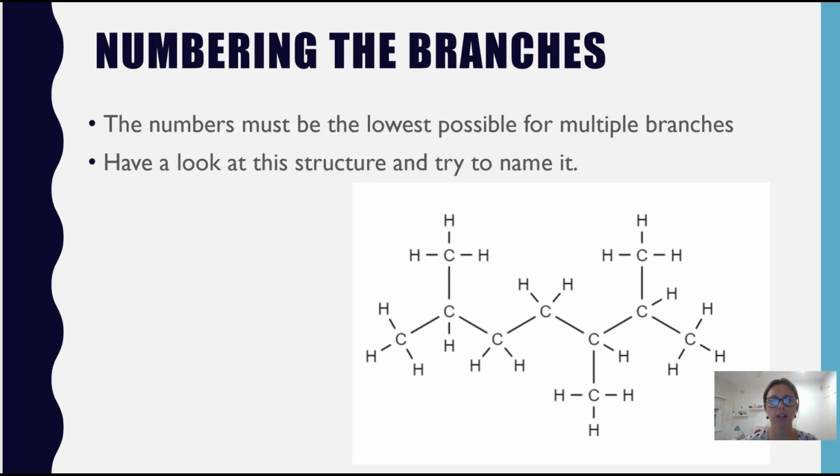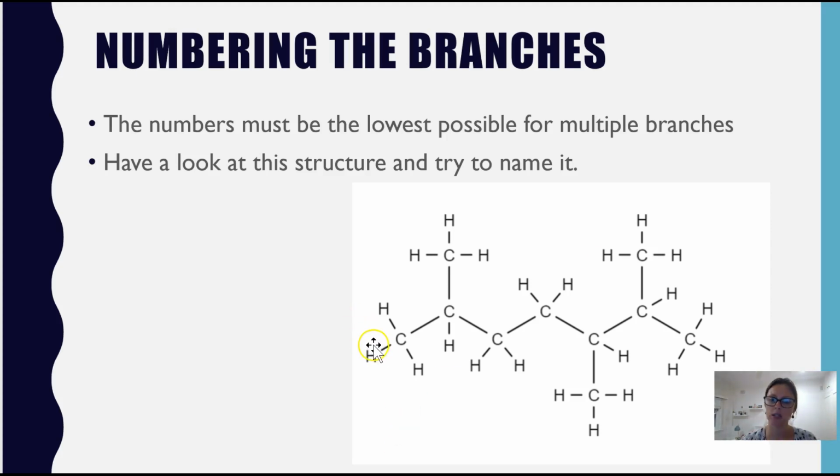So again, we're looking for our longest carbon chain. We have got 1, 2, 3, 4, 5, 6, 7, which would indicate heptane. We have got a one carbon chain off here, another one carbon chain off here, and another carbon branching chain off there. Now they're all one carbon chains, so they're methyl groups. There are 3 of them, so there's trimethyl. Then we need to work out what number carbons they are sitting on.